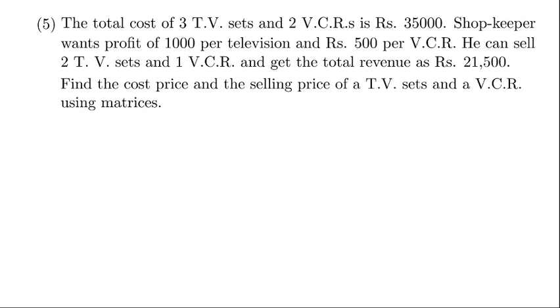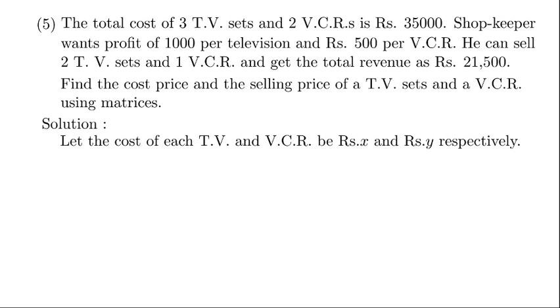The total cost of 3 TV sets and 2 VCRs is rupees 35,000. Shopkeeper wants a profit of rupees 1,000 per television and rupees 500 per VCR. He can sell two TV sets and 1 VCR and get a total revenue of rupees 21,500. Find the cost price and the selling price of TV sets and VCR using matrices.